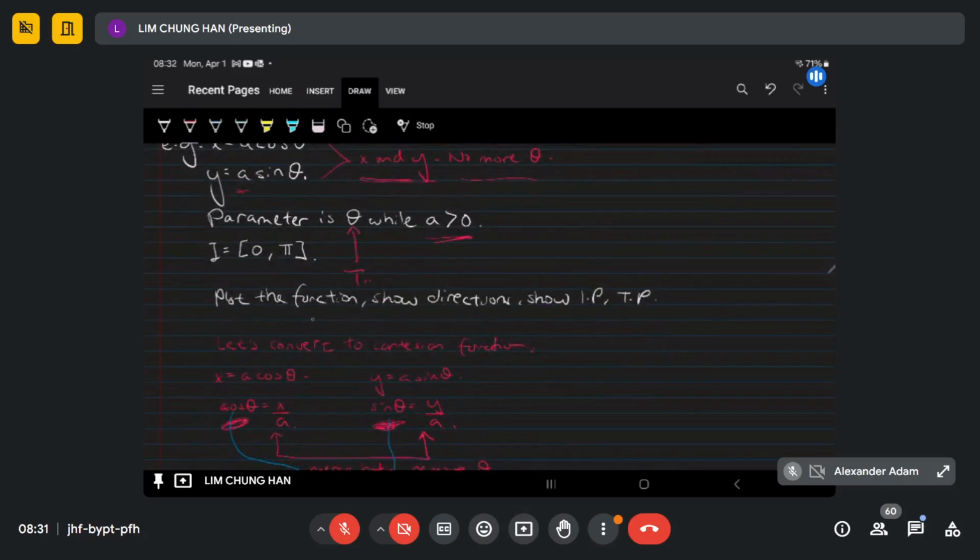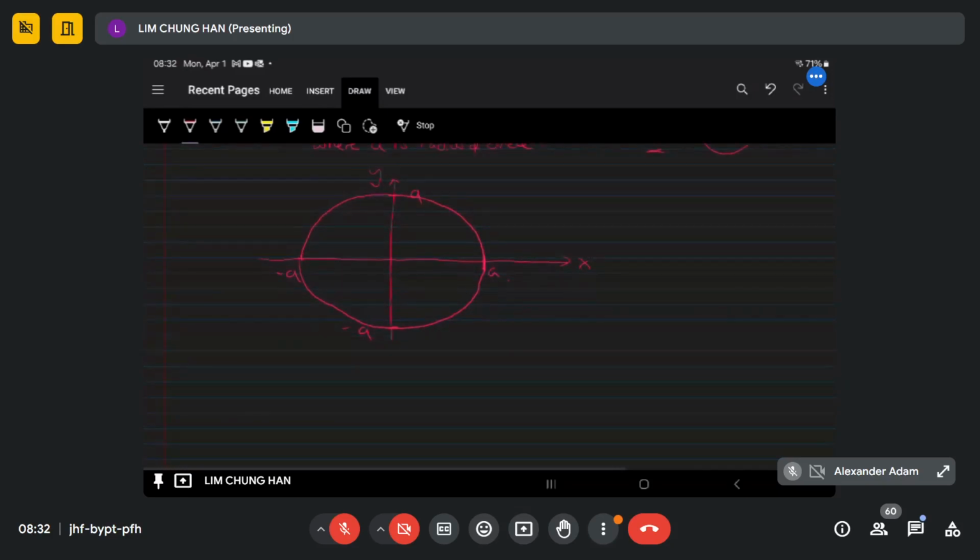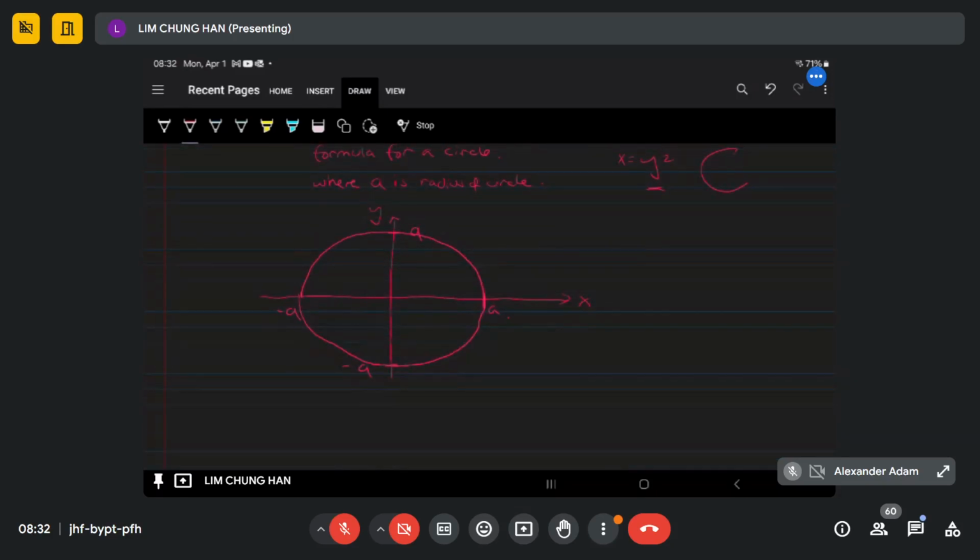The question says plot the function, show direction, show IP, show TP. So we plotted the function already, but we never show the direction. We never show the starting point and ending point, IP and TP. So we haven't finished answering this question. So let's finish it. So next step, what do we do to show the direction as well as the starting point and ending point?